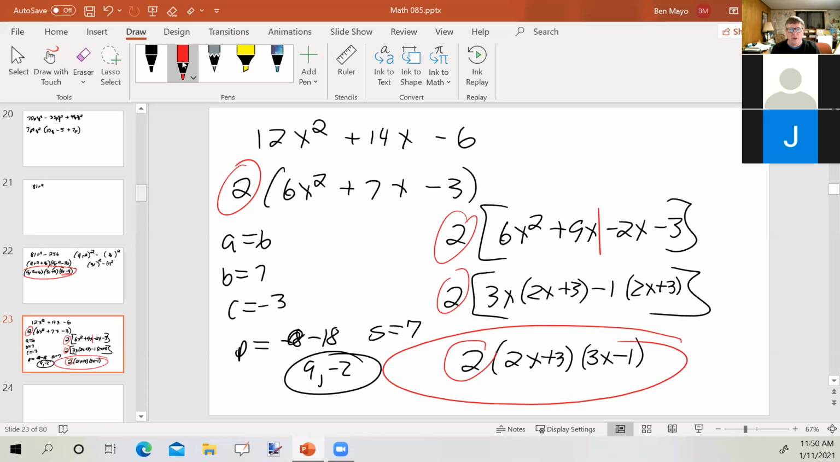Would you like me to do this problem using the trial and check method? Anybody?